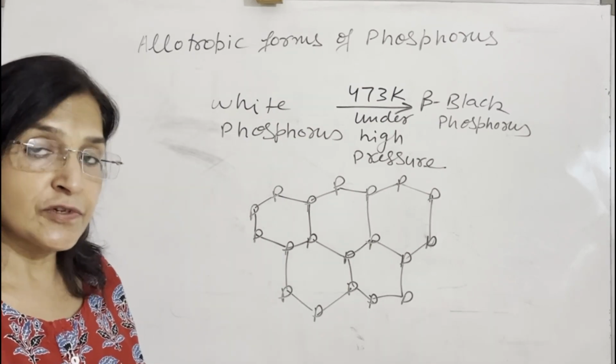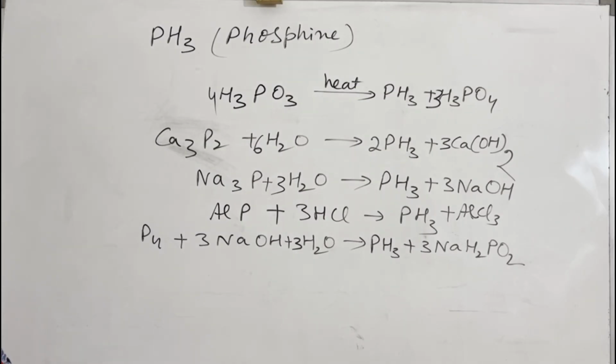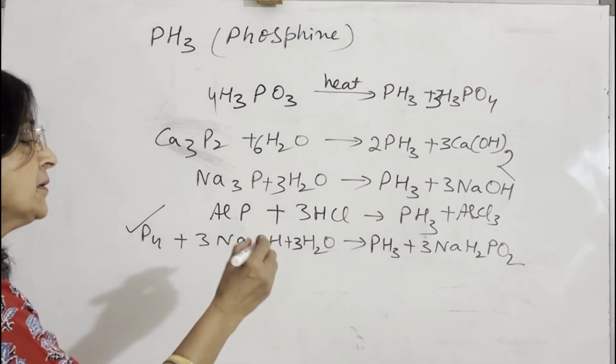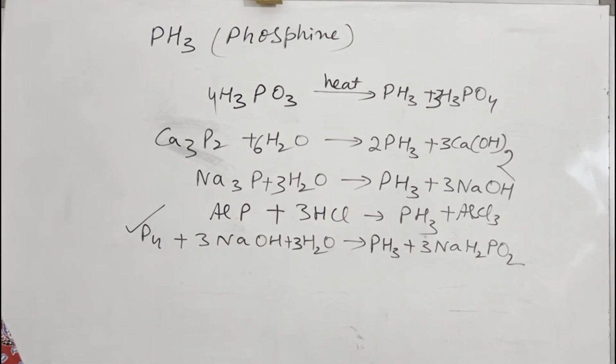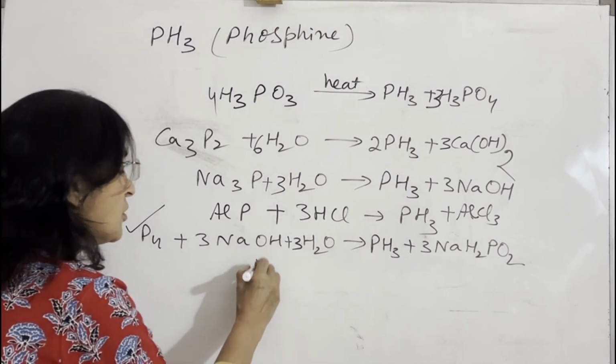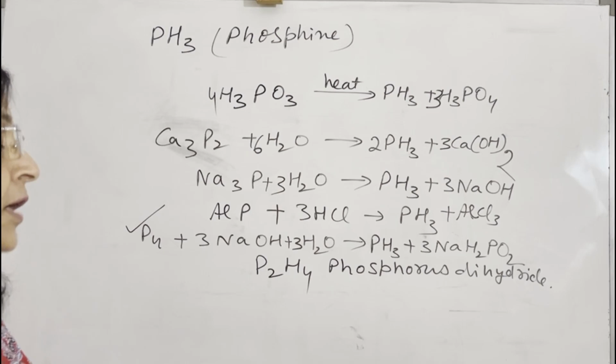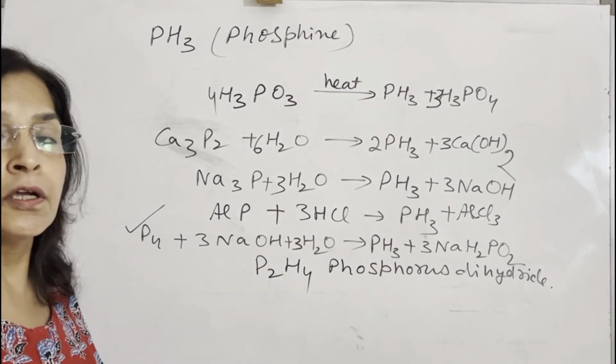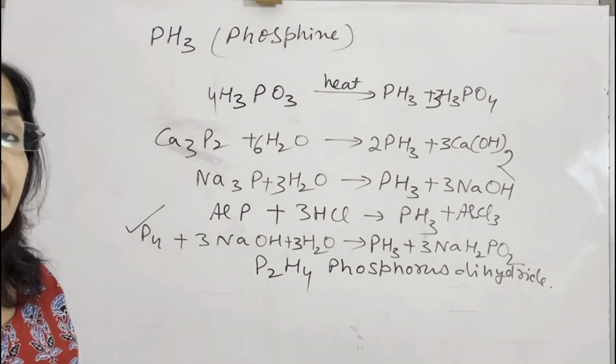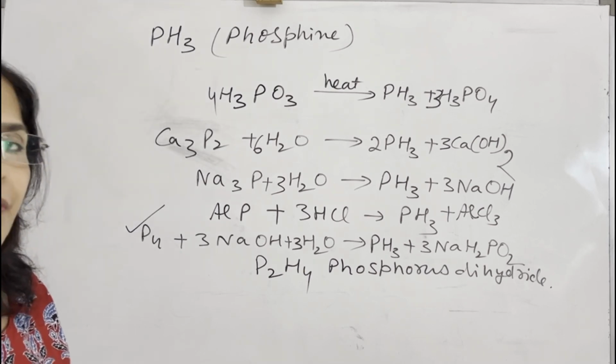Now we will discuss phosphine. These are the methods of preparation of phosphine. This is the laboratory method. And the phosphine prepared by this method has some impurities. Impurities of P2H4, phosphorus dihydride. And because of the presence of this impurity, phosphine burns in air and rings form, and these rings are called vortex rings.